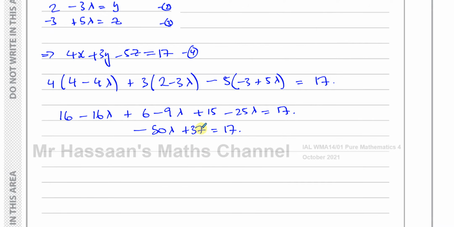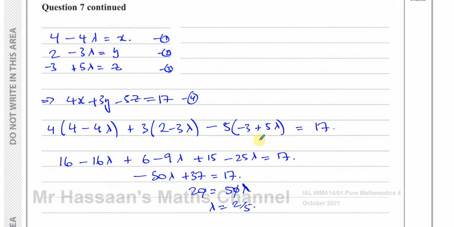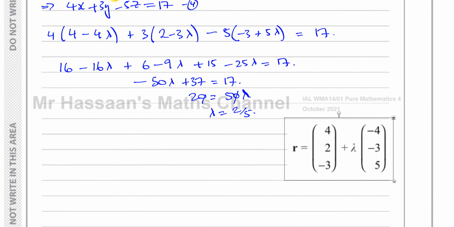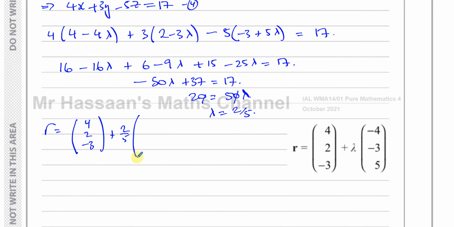So if I do 37 minus 17, that's going to give me 20 is equal to 50 lambda. So we can say lambda is equal to 2/5. Now I can use that in the equation of our line, which I'm just going to bring across. Okay, so here we have the equation of the line, which now will take us to the right point. We know lambda is 2/5. So we can say 4, 2, minus 3, plus 2/5 times minus 4, minus 3, 5.